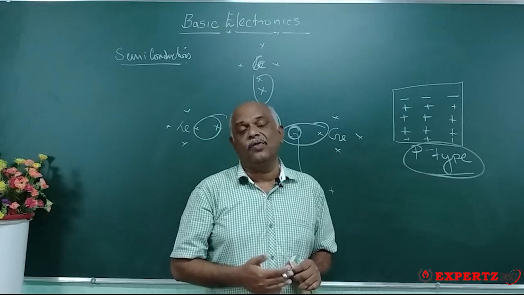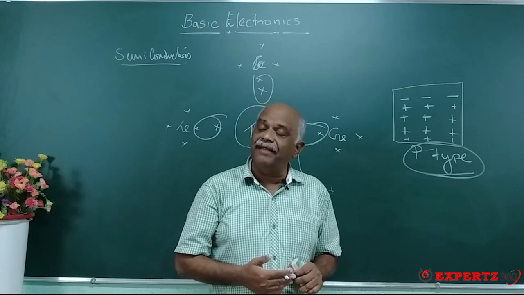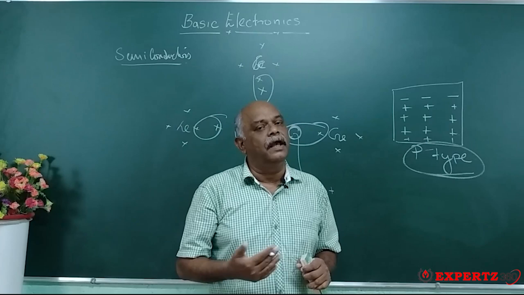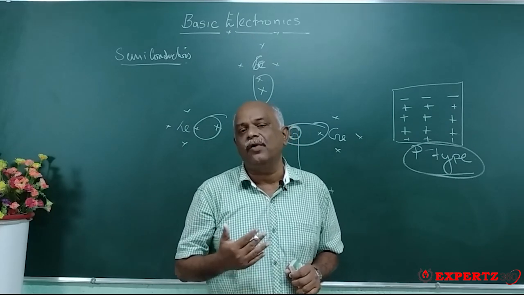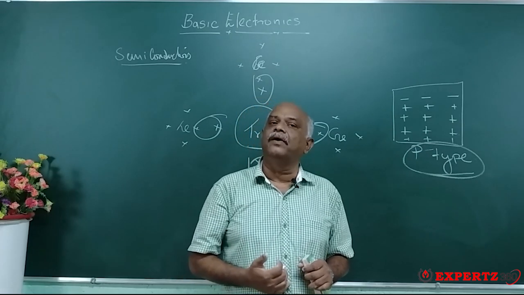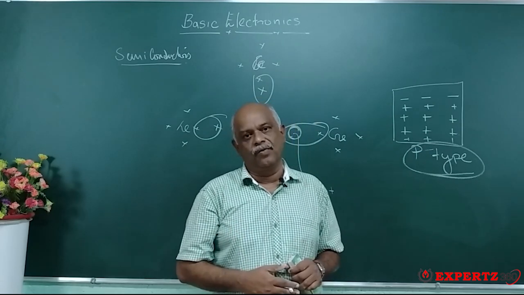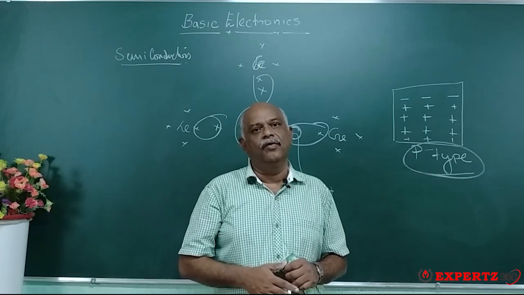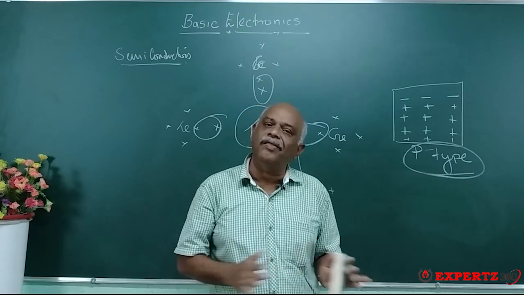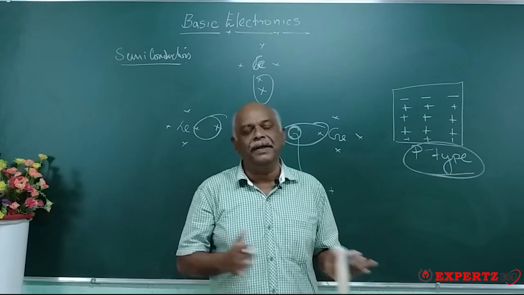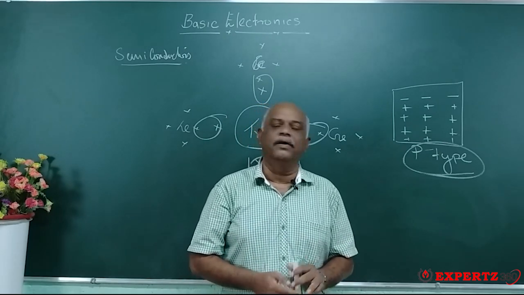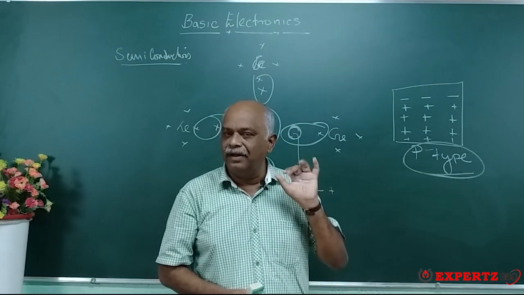When I doped an intrinsic semiconductor with a trivalent atom, I got a p-type material. In a p-type material, the majority carriers are the holes and the minority carriers are the electrons. Are you clear with this? So, semiconductor in its impure form is called extrinsic semiconductor, two types, P-type and N-type. So, now I have taught you what I mean by intrinsic semiconductor.